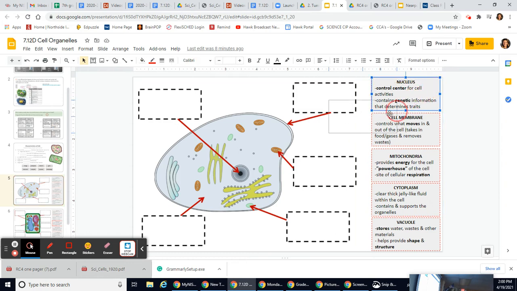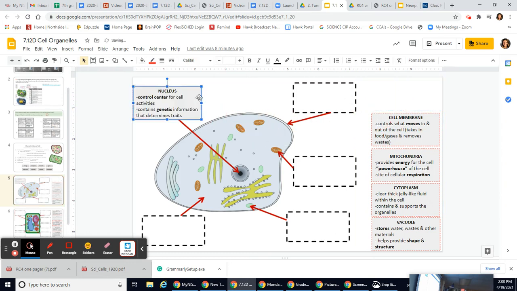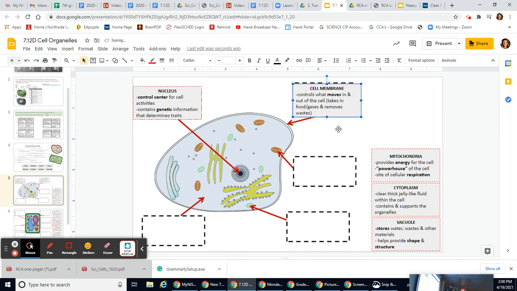So a nucleus. Your nucleus is going to be the control center of the cell. It contains genetic information that determines traits. This is what a eukaryotic cell has, like you have. Your DNA is contained by that nucleus. So your cell membrane is going to be the outer side of the cell. It controls what moves in and out of the cell, takes in food, gases, and removes wastes.